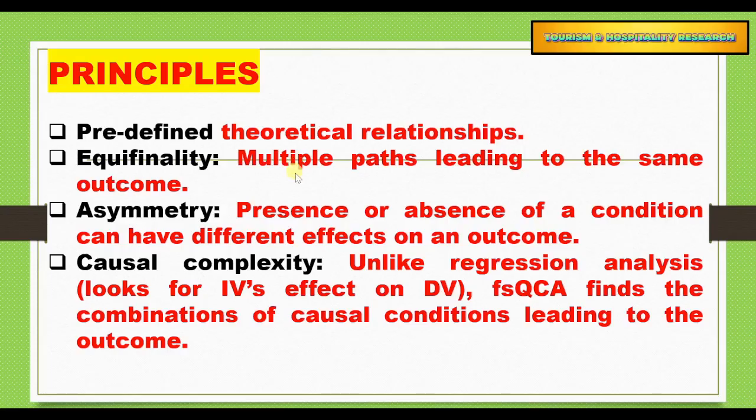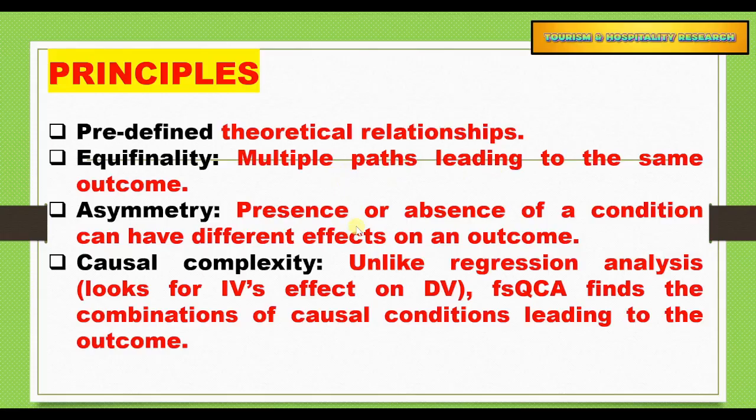Second is equifinality. That means multiple paths leading to the same outcome. As I told you in the previous example, there could be 8 different combinations or configurations if we have 3 conditions with us, and these 8 different paths might lead to the same outcome of being a class topper. So that is equifinality. The third one is asymmetry.